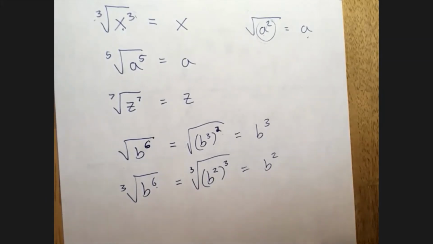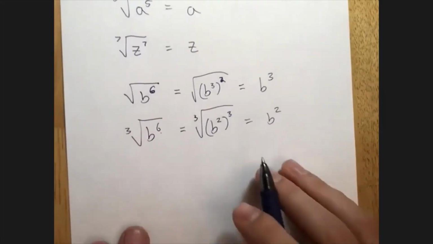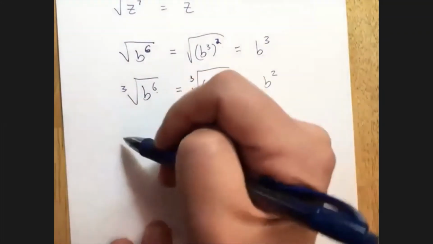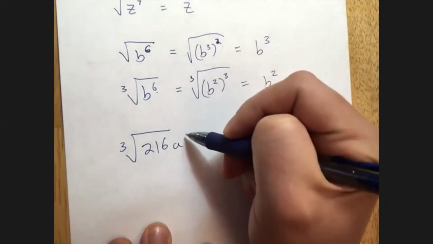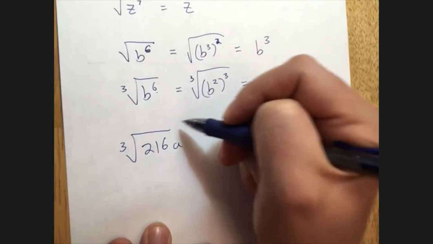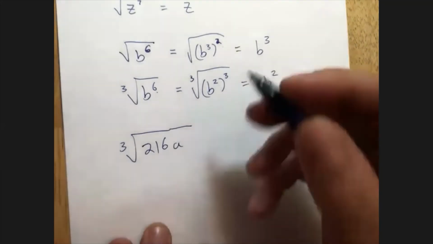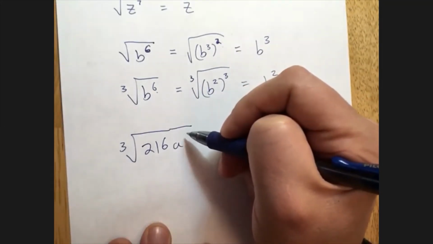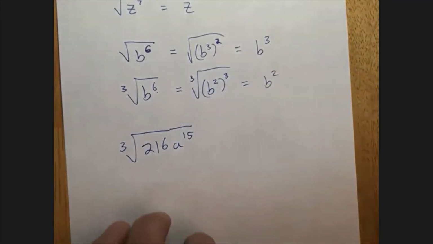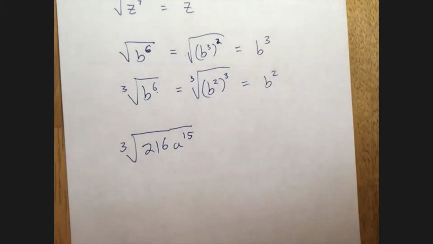Okay, so what happens if we mix some numbers and variables? Well, what if I do the cubed root of 216a to the, I'm going to change the example because it's too similar to what we already did, 15, about that. 216a to the 15.